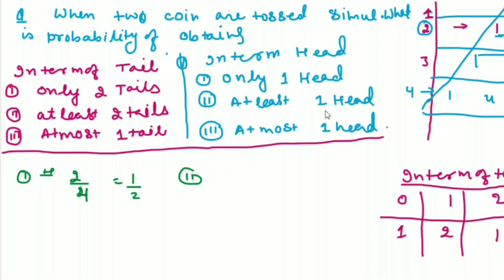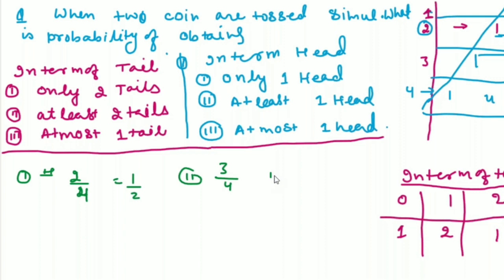Question number 2 says at least 1 head, meaning minimum 1 head and maximum obviously 2 heads. 1 head will be done in 2 ways, 2 heads will be done in 1 way. So your answer will be 3 out of 4.